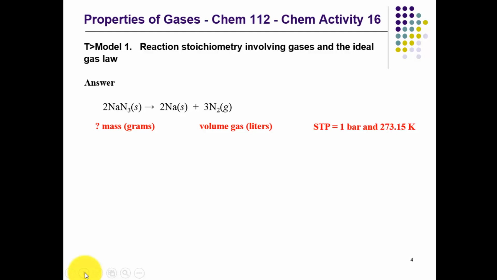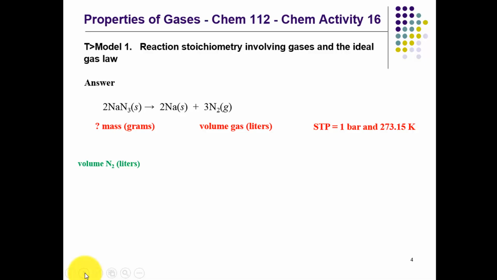So that's standard temperature and pressure. And of course that's 1 bar and 273.15 Kelvin. One thing to keep in mind is that these are not normally ambient conditions, especially in the summer. And so there's a question later on about what happens when the temperature is different.